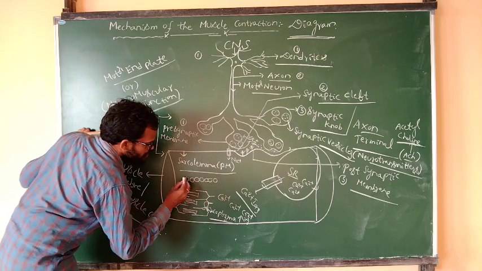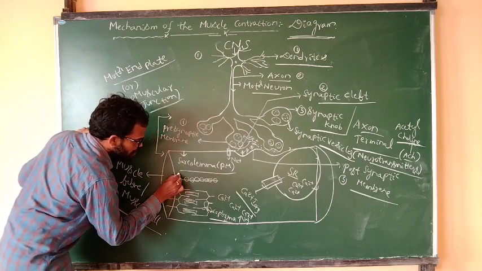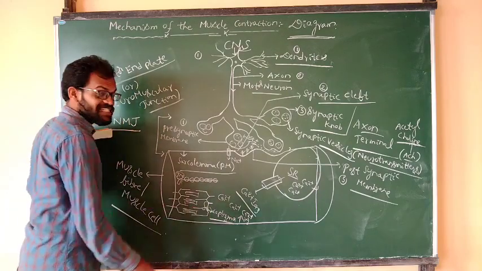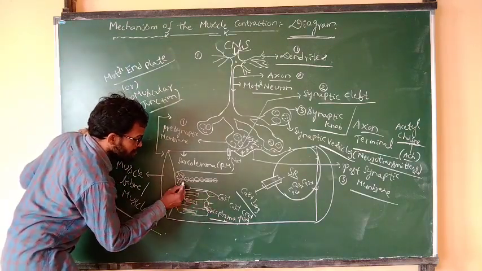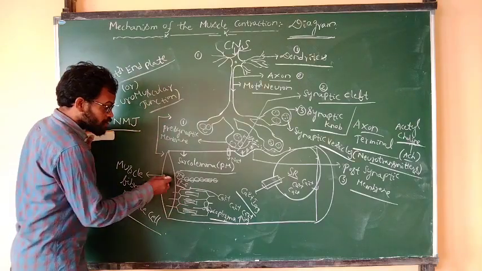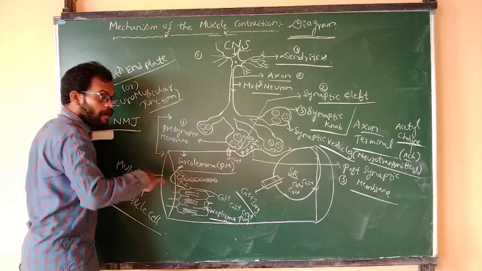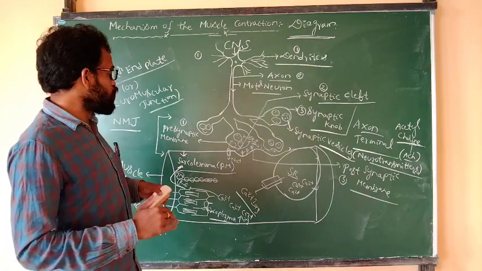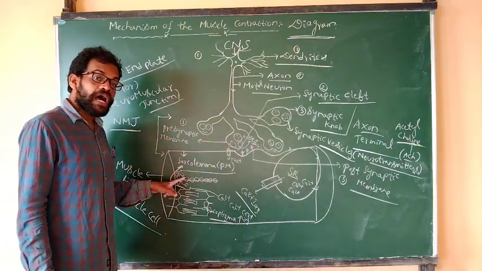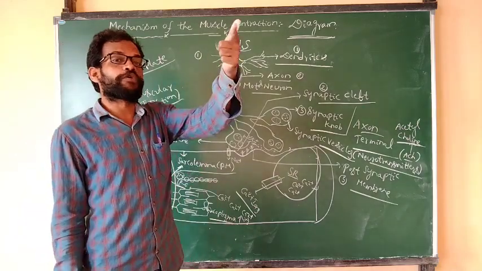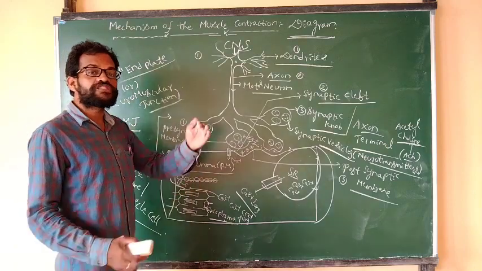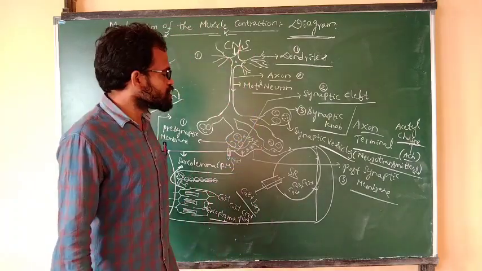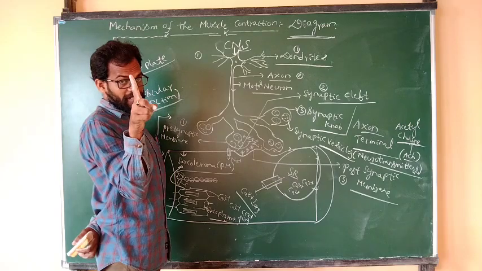the actin proteins, with tropomyosin and troponin. Calcium ion concentration increases in the sarcoplasm. This calcium binds with troponin C. Whenever troponin C is bound, the entire complex moves forward. Whenever the entire complex is moved forward, the active site of the actin is exposed. The actin binds with myosin. It is the cross bridge formation.